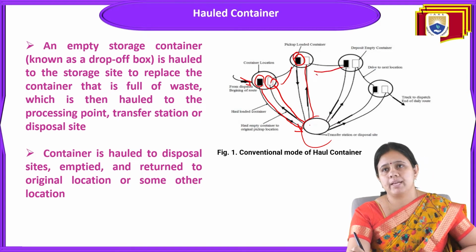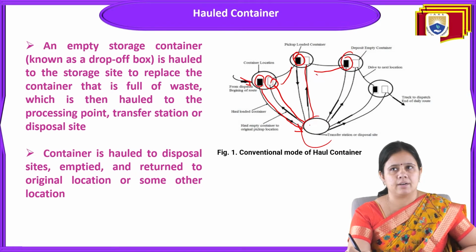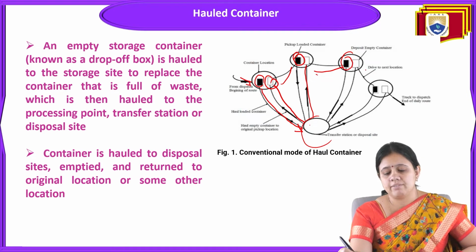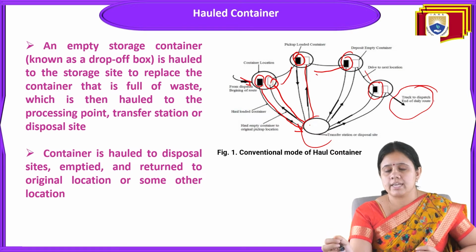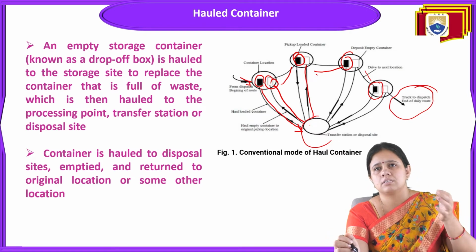From the next location again, they will take the loaded container and deposit an empty container. Like that it will drive to the next location, and at the next location also it will take the loaded container, then go back and put the empty container, and the truck is dispatched at the end of the daily route. So that will be the end of the route. This is an example of how the haul container system works.